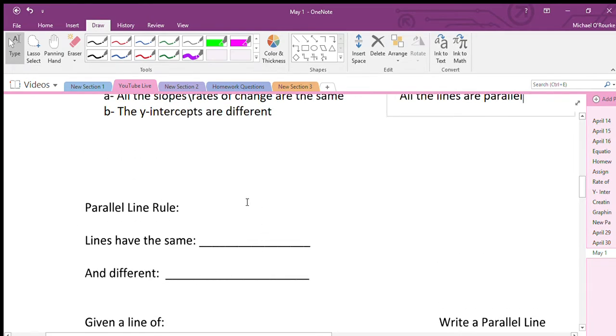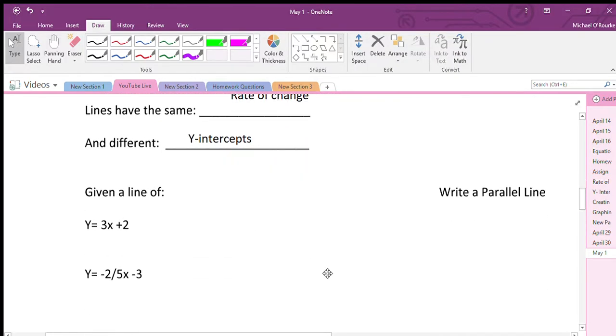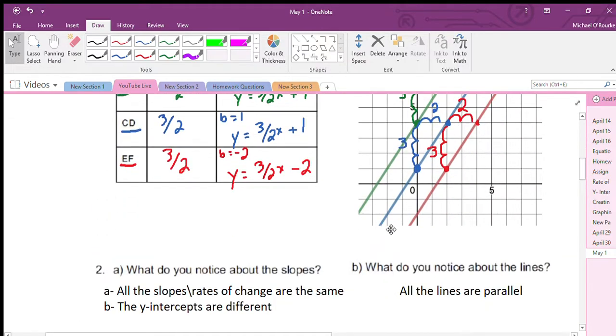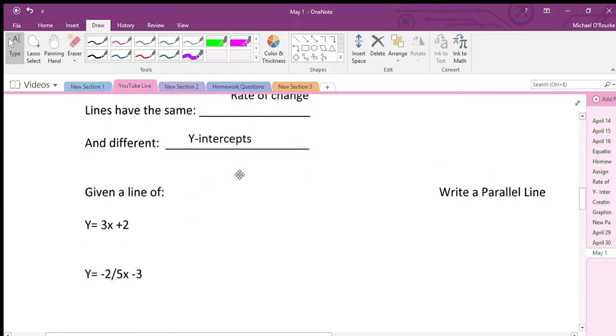So we could say a rule for parallel lines is they have the same rate of change and different y-intercepts. Oh my gosh, this isn't my regular computer. Okay, now, if they had the same y-intercept, they wouldn't be different, they'd be the exact same line. Okay, that's why you can't have the same y-intercept.